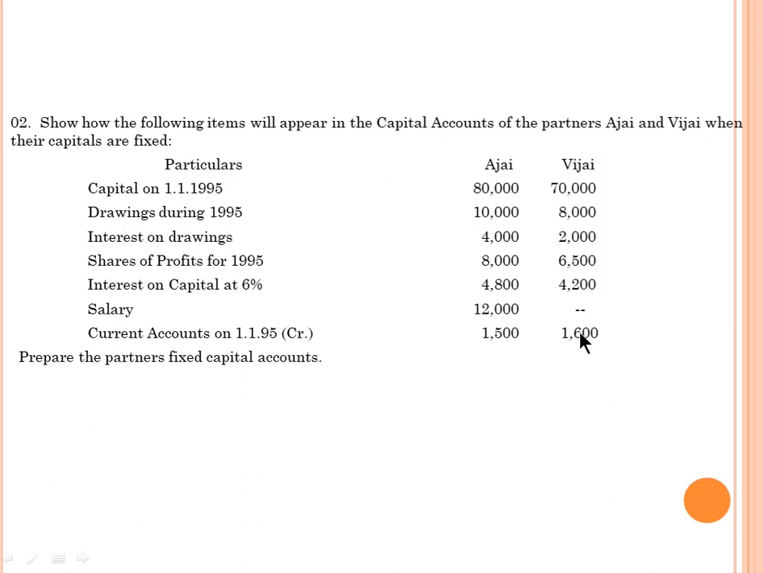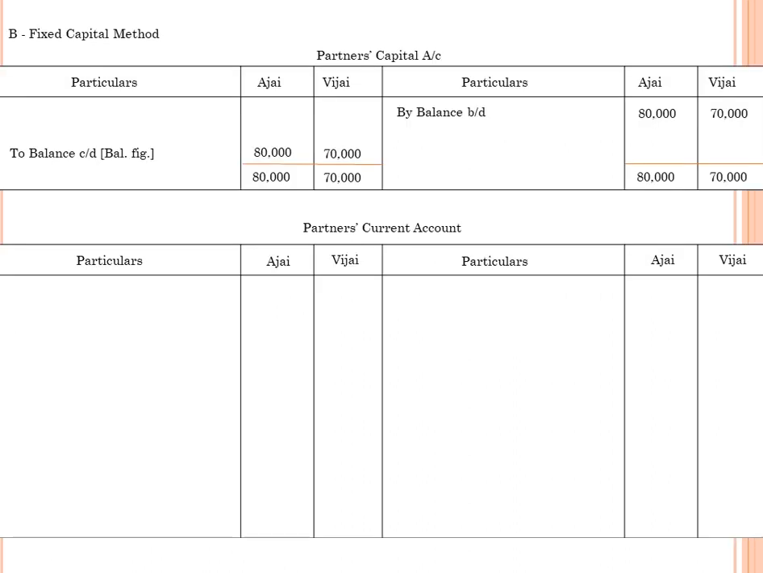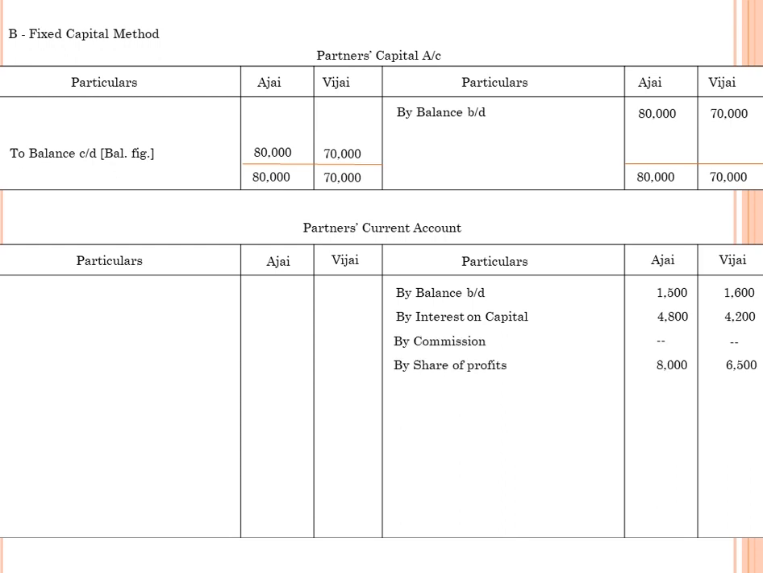Now we move on to the partner's current account. In the partner's current account, start with the credit side. By balance brought down, it's given, 1,500, 1,600. By interest on capital, 4,800, 4,200. By commission, not given. By share of profits, 8,000, 6,500. By salaries, 12,000 and Vijay nil. On the credit side, all the information is recorded. Now we move on to the debit side. To drawings, 10,000, 8,000. To interest on drawings, 4,000 and 2,000.